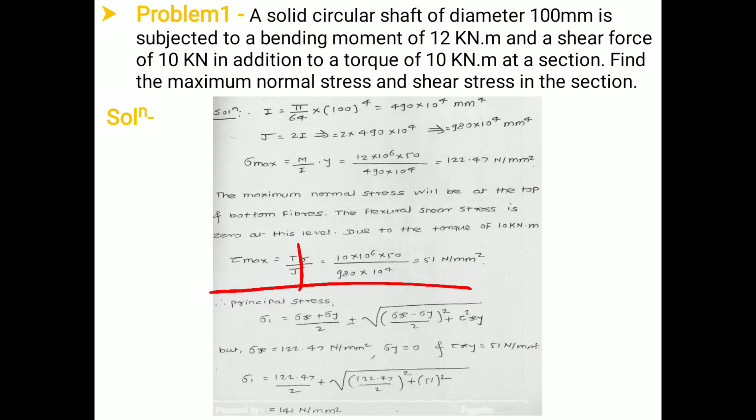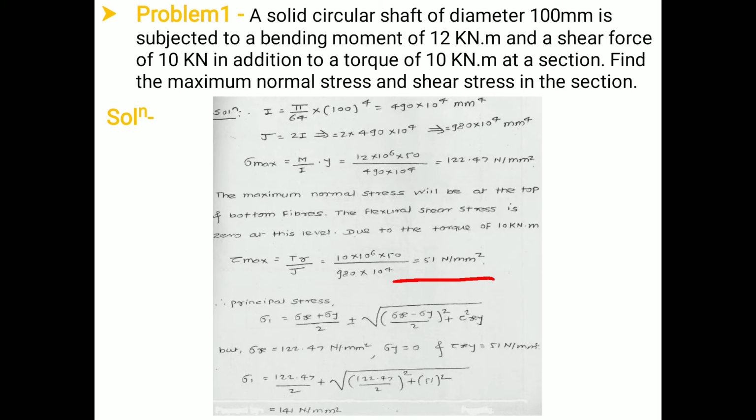Don't consider it as a small r, you consider it as a capital R. So it can be given by T capital R upon J. Therefore, the value of T is 10 into 10 raised to 6. The value of R is the radius, it is half of the diameter, so it is 50 mm. Value of J is 980 into 10 raised to 4. So in this manner, we will get the value of tau maximum, that is 51 Newton per mm square.